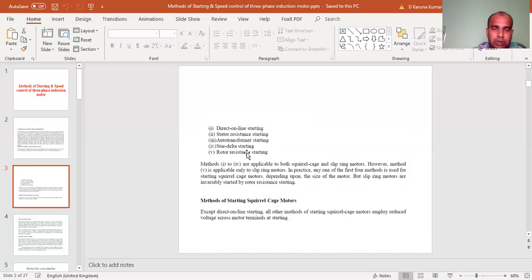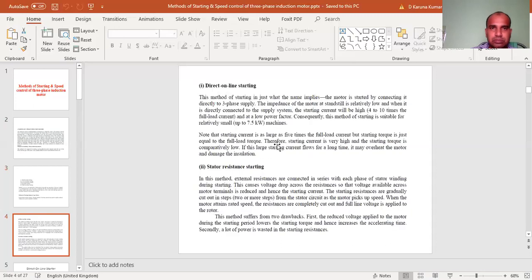Only the fifth one is applicable to slip ring induction motors, and the first and fifth are used for both squirrel cage and slip ring induction motors, while the first four are applicable to squirrel cage induction motors.